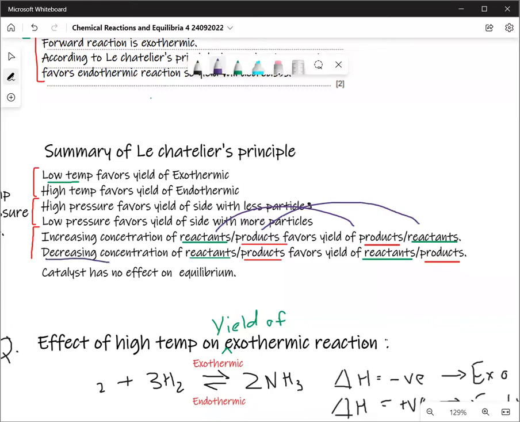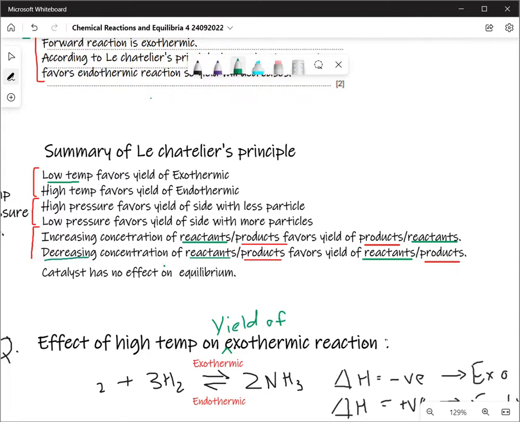Now read the next one. Decreasing concentration of reactants or products favor yield of reactants or products. So इससे क्या समझ आया? What do you understand? English. Increasing concentration between yield will still have the same reactants or same products. Not really, not same. If you look here, what's happening? The opposite must happen.